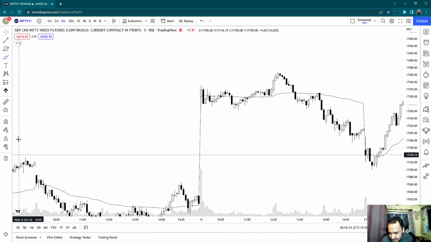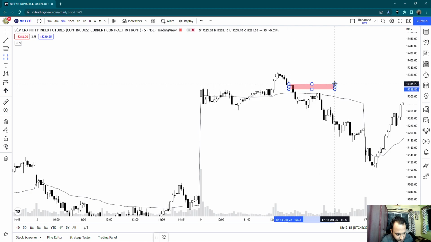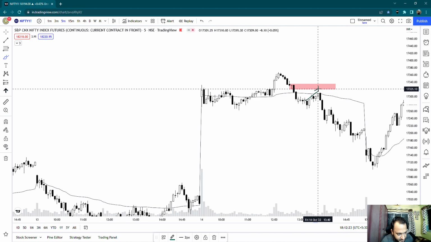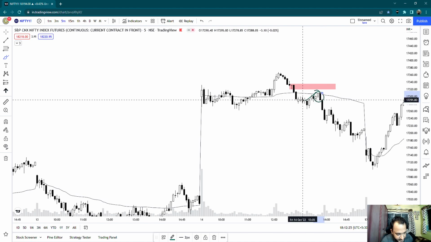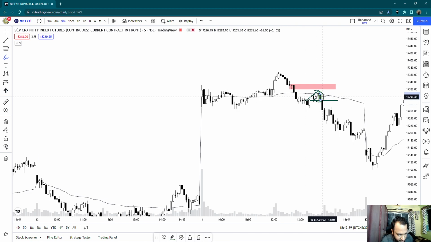Now what is the supply which leads to the breakdown? This is the supply which leads to the breakdown. Now price is testing this supply. So here what I'll do is I will take a short with a smaller size when it's pushing through the lows. And why will I take this short?